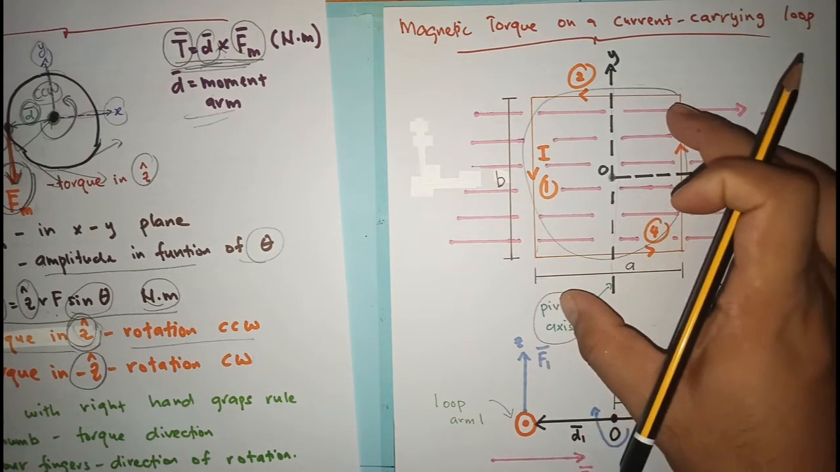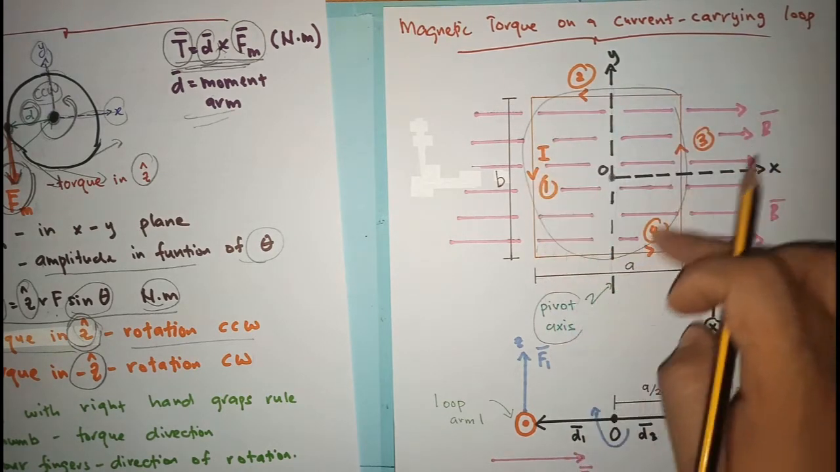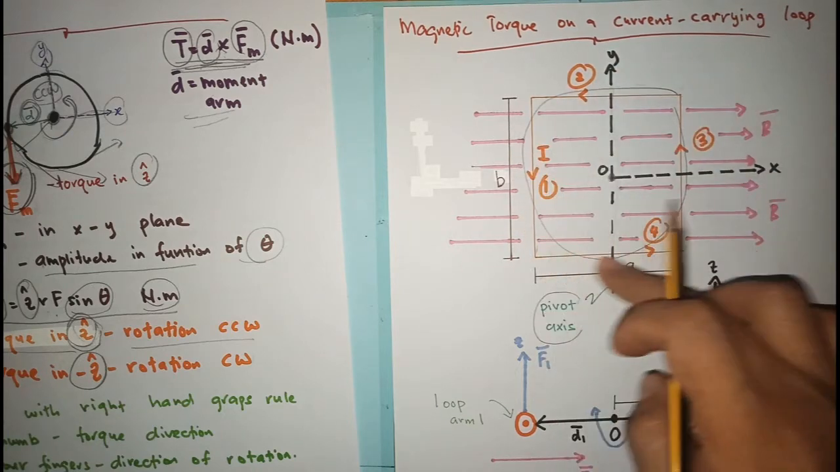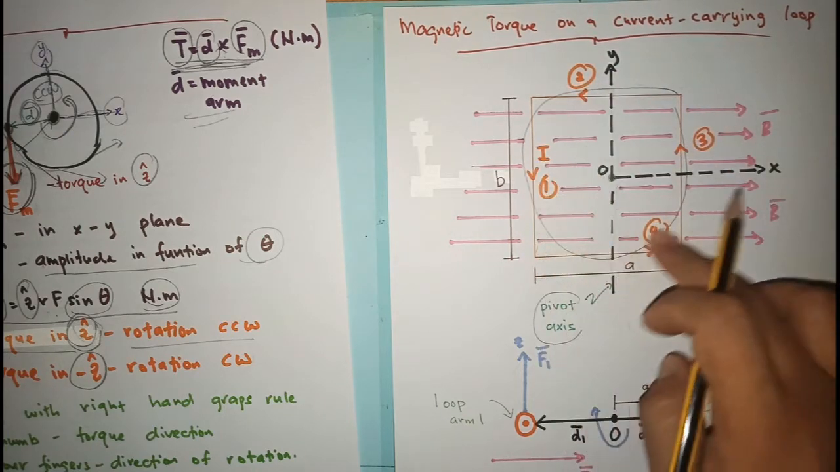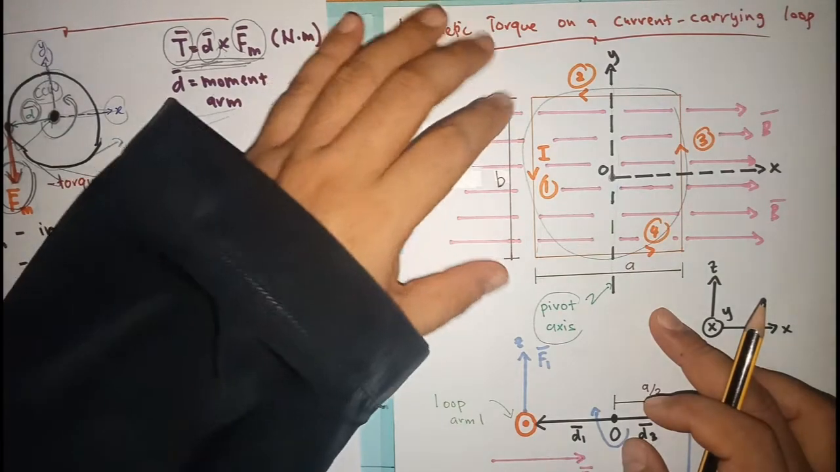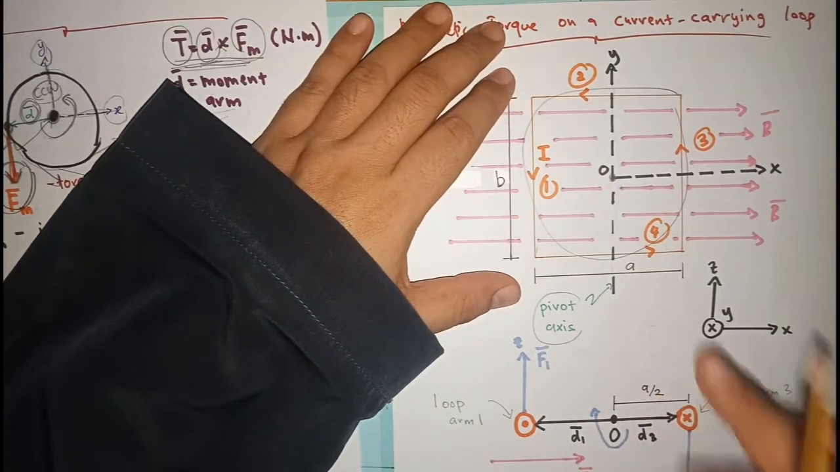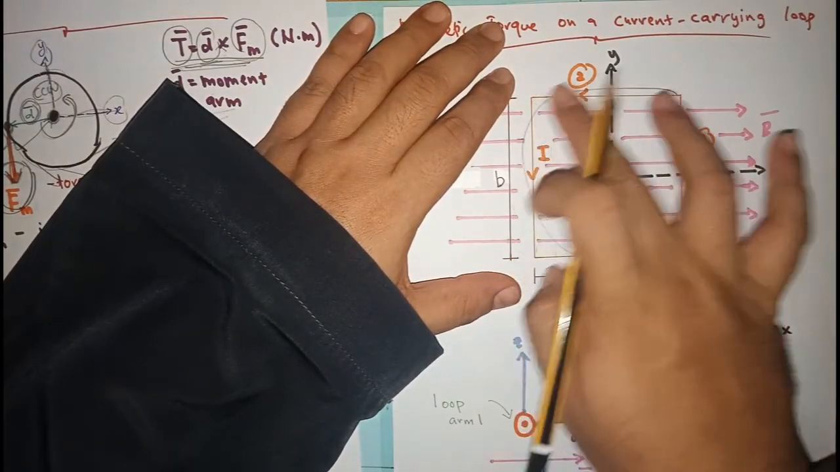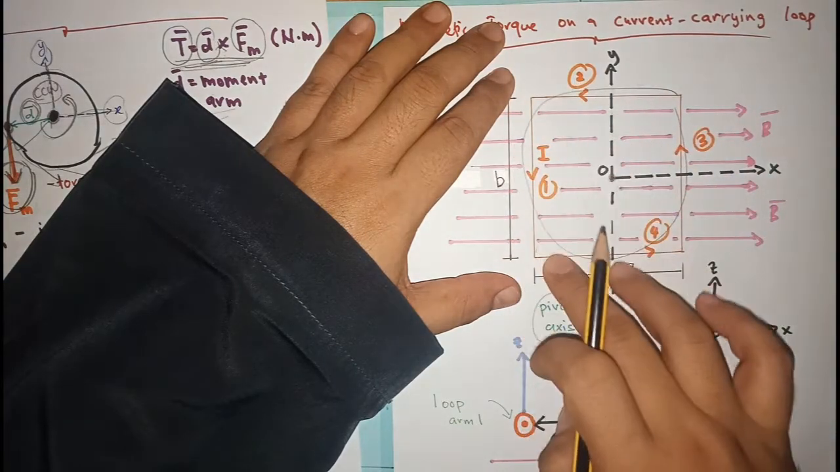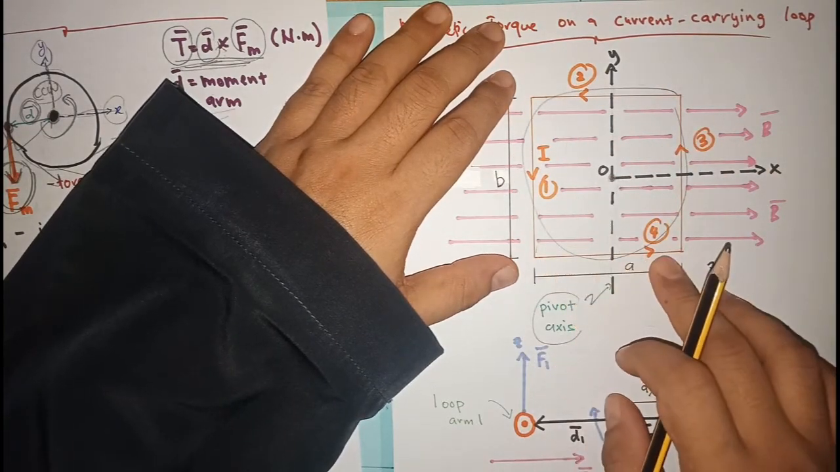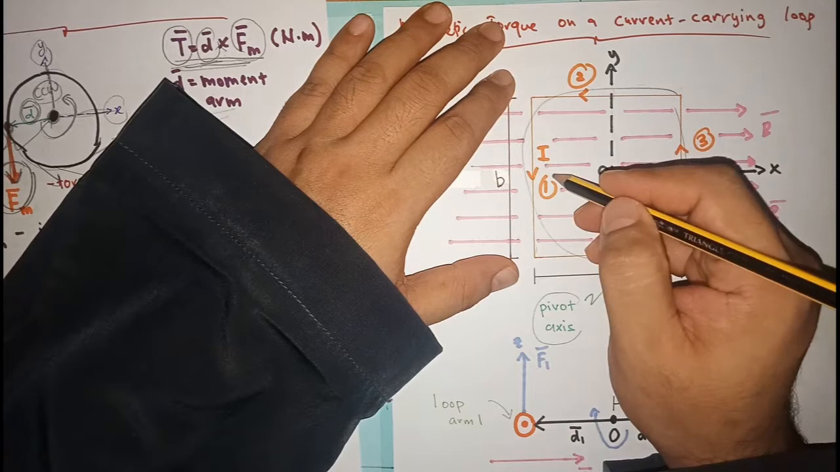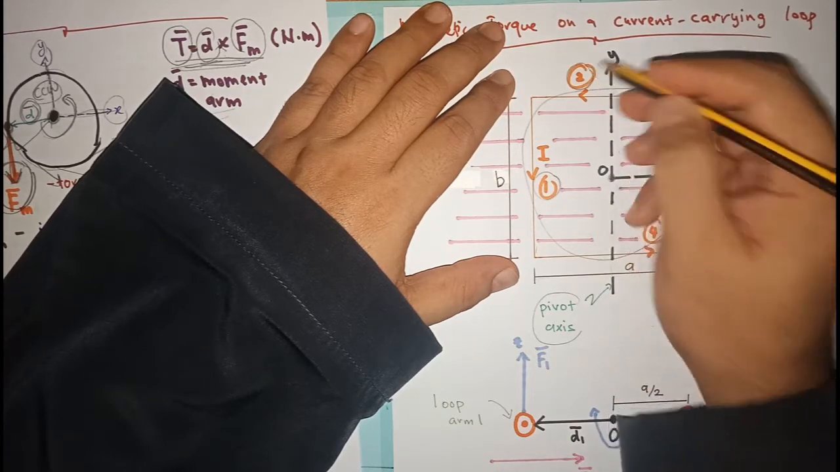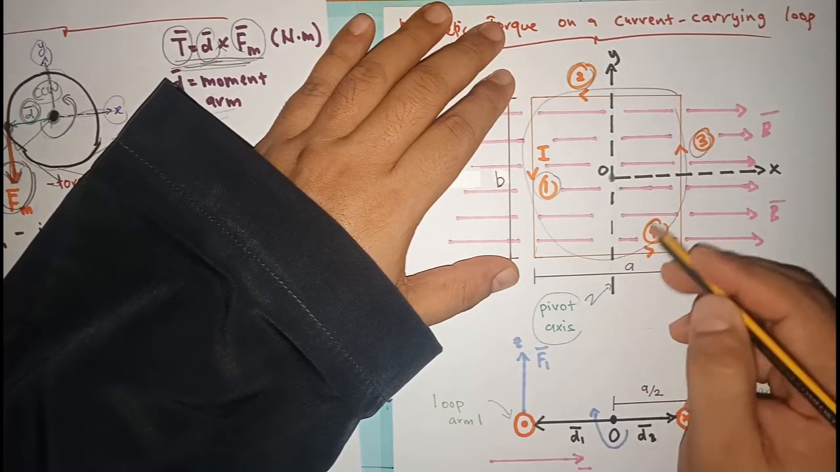So we supply this loop with some value of current in this direction. The direction of the current is in a counterclockwise direction. All right, and we can divide this rectangular loop into 4 different segments. So we have the first segment here, the second segment here, the third segment here, and the fourth segment here.